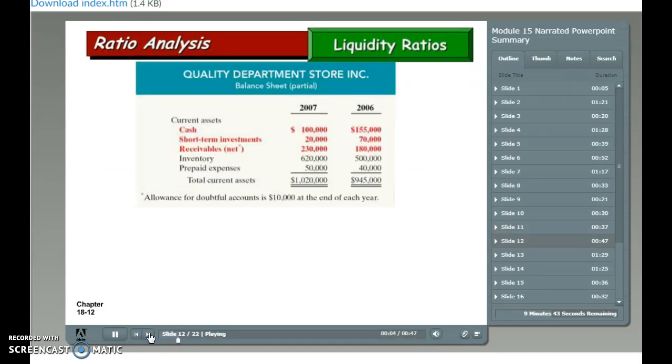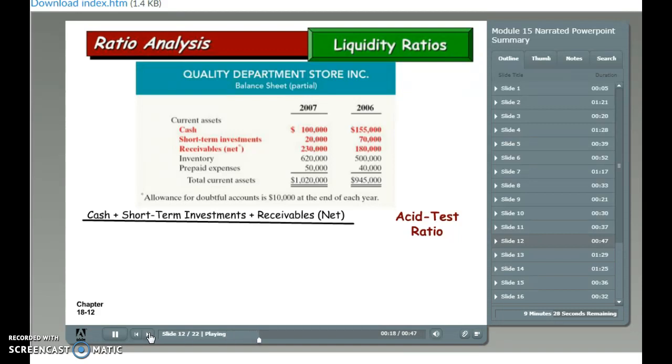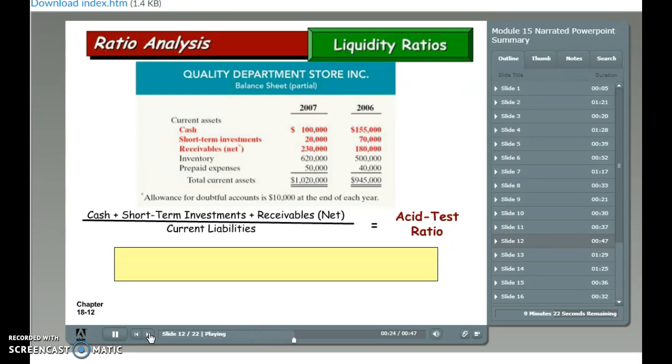Using Quality's 2007 data, liquidity ratios will be further demonstrated. The acid test ratio is calculated by dividing the sum of the current asset accounts cash, short-term investments, and net receivables by current liabilities. Quality's cash, short-term investments, and net receivables divided by current liabilities is 1.02 to 1.